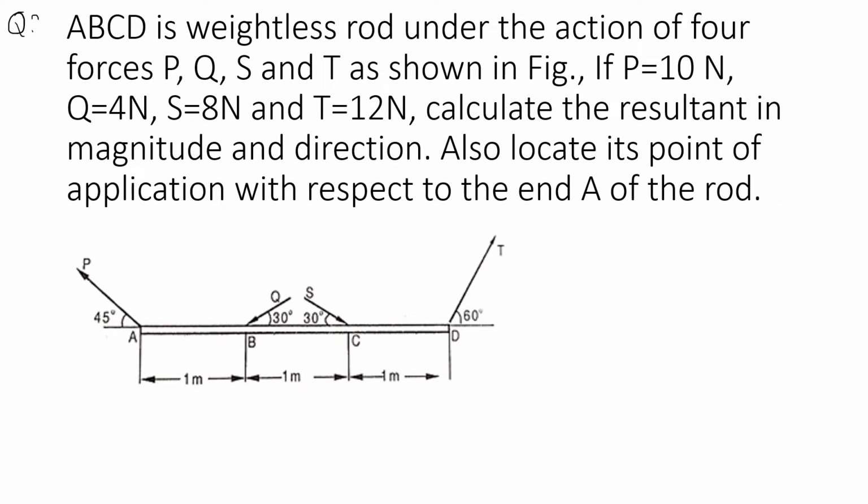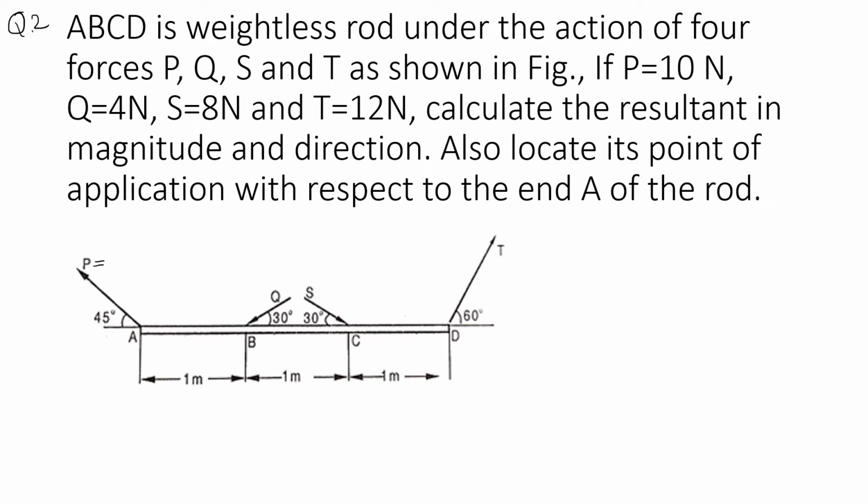Second question. ABCD is a weightless rod under the action of 4 forces P, Q, S and T as shown in the figure. If P is equal to 10 Newton, Q is equal to 4 Newton, S is equal to 8 Newton and T is equal to 12 Newton, calculate the resultant in magnitude and direction. Also locate its point of application with respect to the end A of the rod.